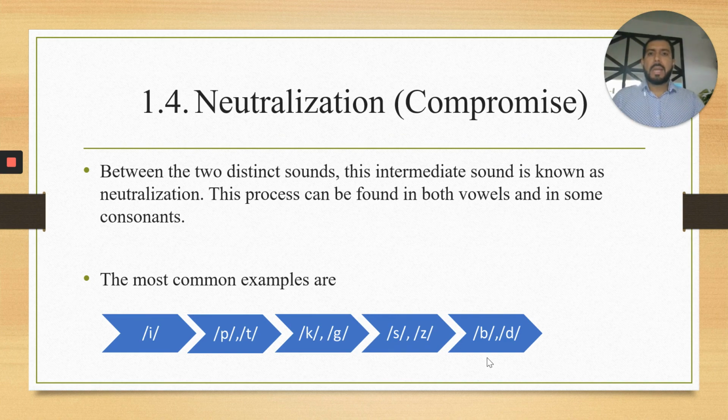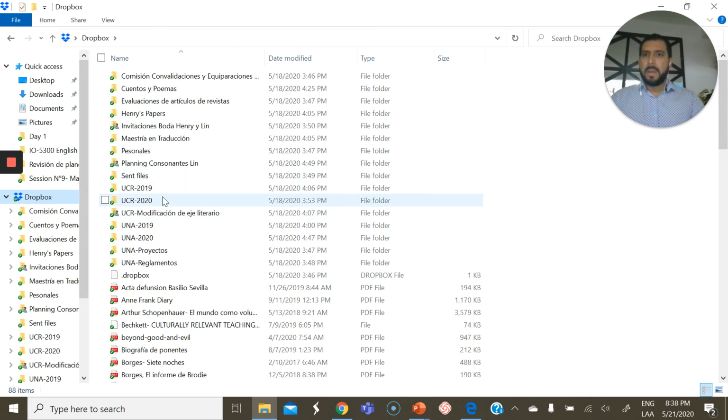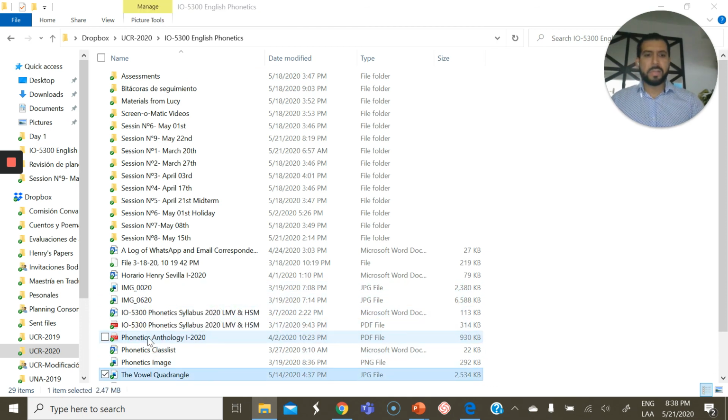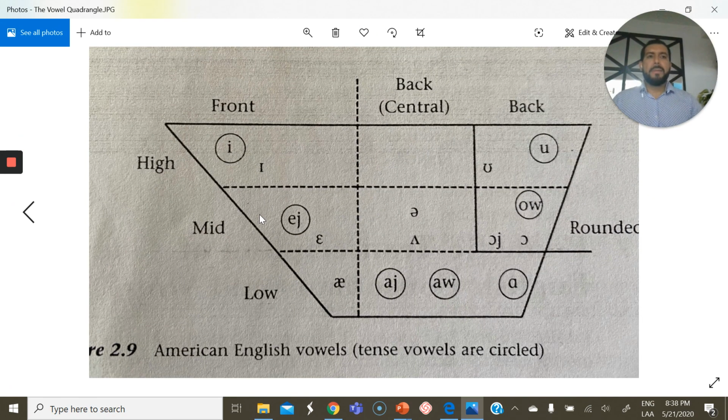The last case is a little more complex. I'm going to begin with neutralization at a more simple level. I'm going to go to, I'm sorry, I didn't have this ready. I'm going to go to my phonetics folder here and open my image of the vowel quadrangle for you. So neutralization can happen both in consonants and in vowels, but a clear example of vowel neutralization is when you have an I sound and you're speaking so fast that it becomes more like a schwa. I'm going to give you the word direction.